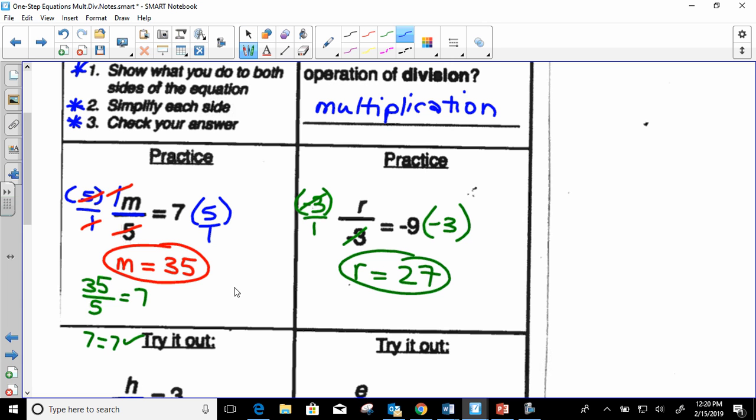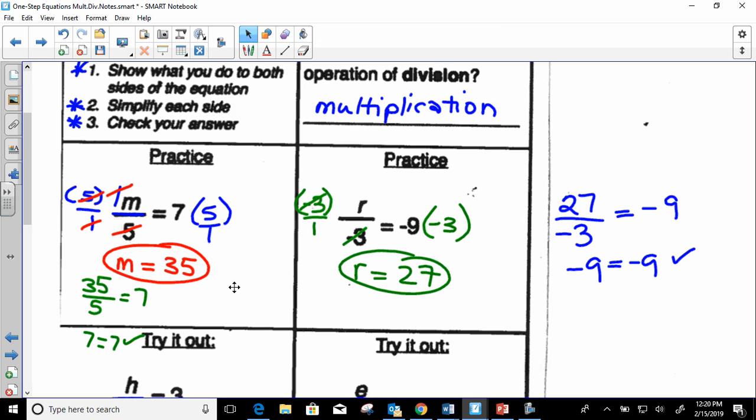Now, to check it, we're going to plug R in, which is 27. So 27 divided by a -3. A positive divided by a negative should give me a negative. So 27 divided by a -3 is a -9, and yes, -9 equals -9. Okay? All right, next one.